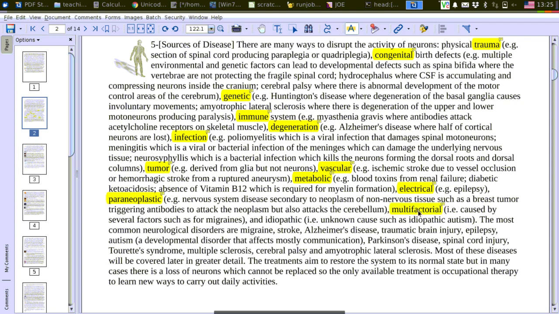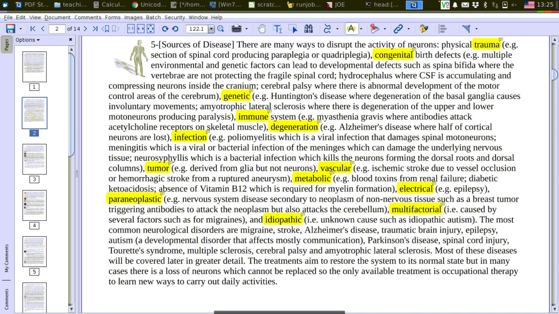You could have multifactorial sources of disease, and that simply reflects the fact that there are several factors that cause the disease, and an example would be migraines. Many things cause migraines. Sometimes we say the disease is idiopathic because we don't know the cause, and autism would be an example of a problem of neural function for which we do not know the source. So those are all the sources of disease.